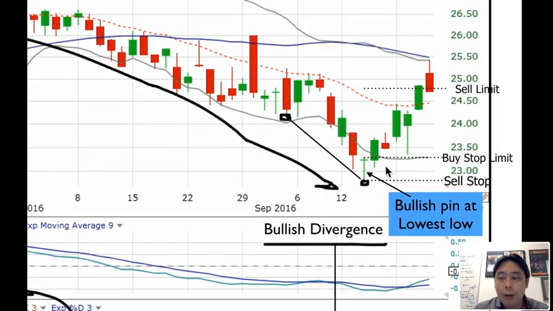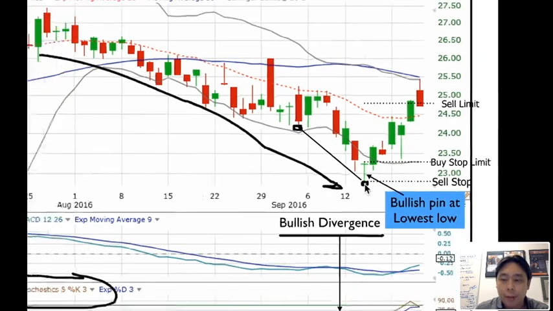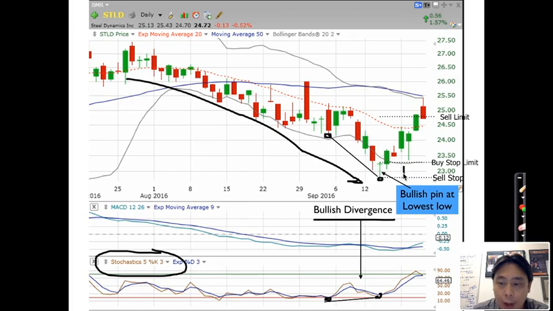We place our buy order. In this case, it's a $23 stock, so we can place our buy order 3 cents above the high of this candle. That is our stop price. And again, the limit price is 3 cents above the stop price. Our sell stop order is 3 cents below the low of this candle. That is our 1R distance.